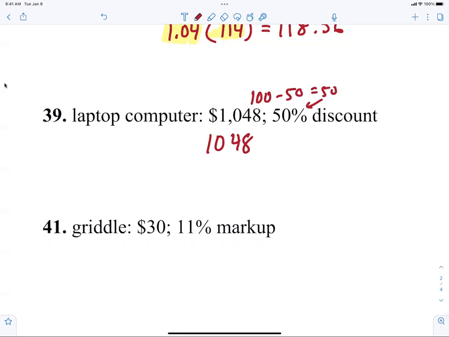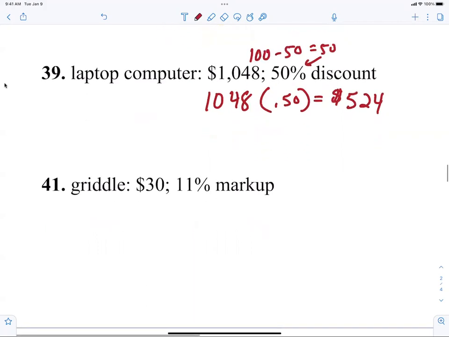All right, so you're gonna do 1,048 times what? 0.50. And what is that? $524. All right, $524. Yeah, you can divide it by 2 for those of you guys. That's really smart. 50% is half. So you just take half. Addison, is that good? Yeah. Okay, so that brings me to Curtis, 41.